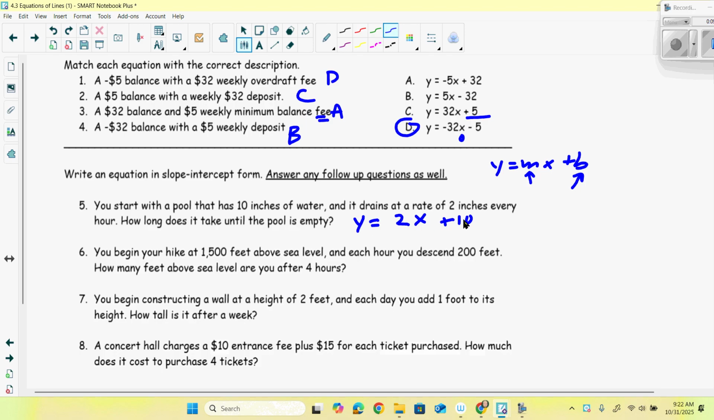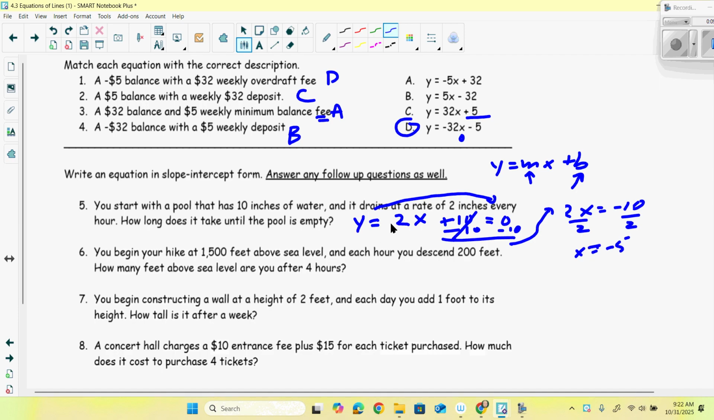But if I want this to be emptied, well, that means that if y is my inches of water, I'm going to go ahead and set my equation here equal to 0 and just solve for x. And x is going to be the time that it's been draining. This is the rate that it drains times how long it happens. So a two-step equation here, this will cancel out. I get 2x equals -10 divided by 2. I get x equals -5.